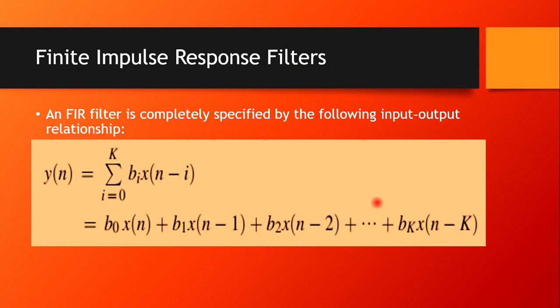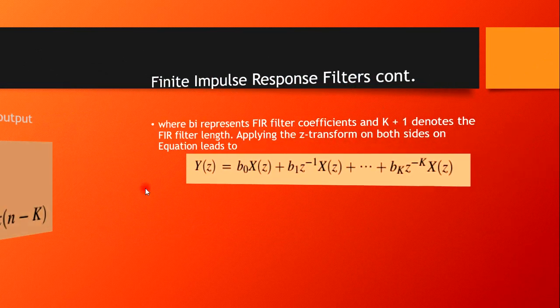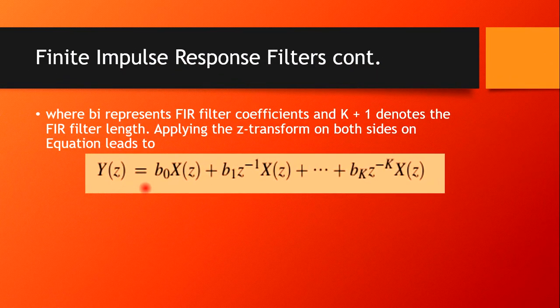y of n is equal to the summation from i equals 0 to k of b i x of n minus i. So what b i here is? b i is basically the filter coefficient and the length of the filter will be k plus 1.